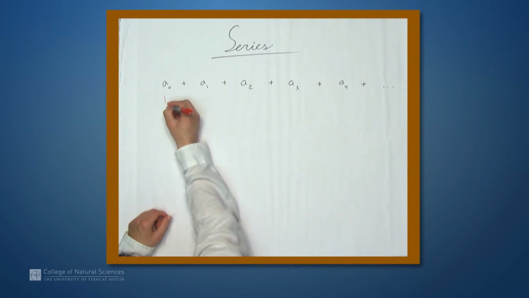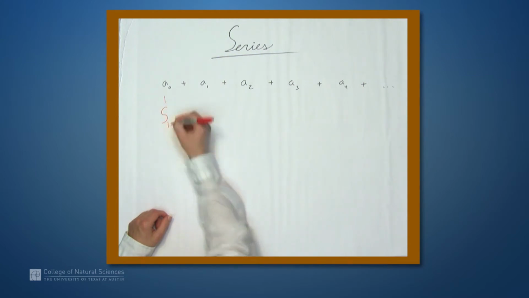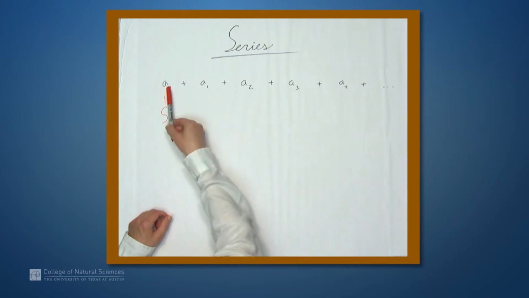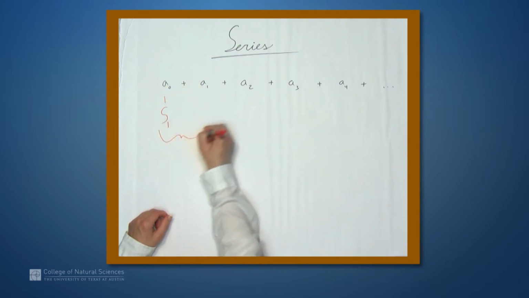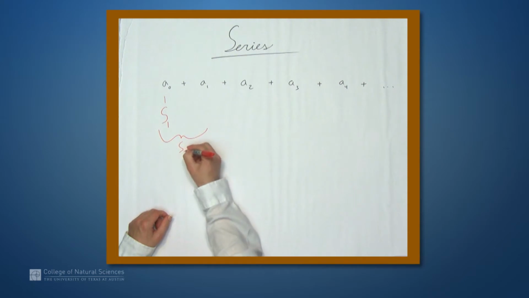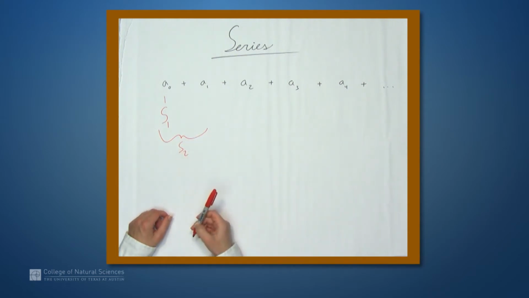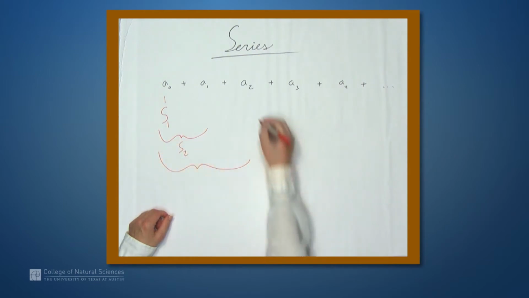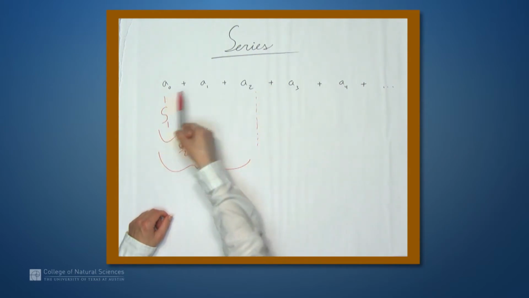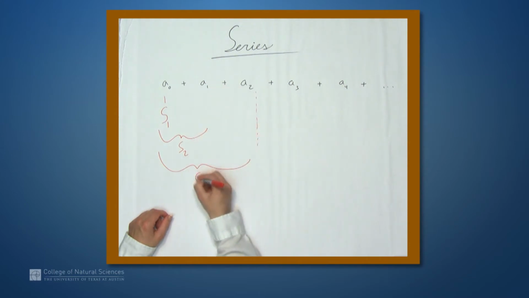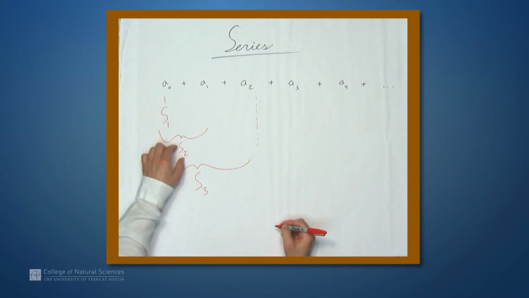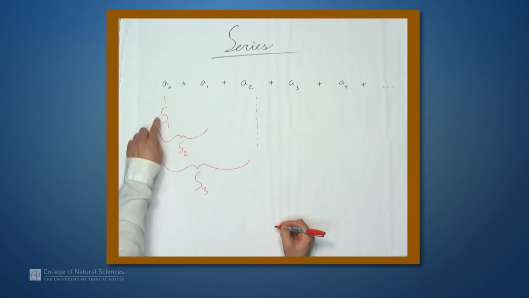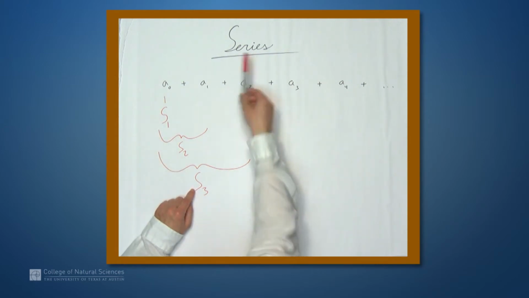So a sub 0 is the first partial sum. Let's call that S1. Then the sum a sub 0 plus a sub 1, this is S2, the second partial sum. Similarly, we have the sum a sub 0, a sub 1, and a sub 2. This is the third partial sum. So here now is another sequence. We have a sequence of partial sums. And this is how we're going to define the series.